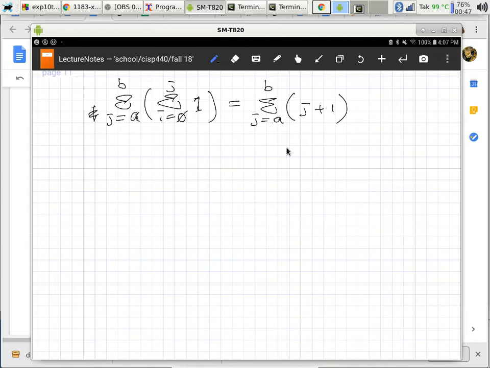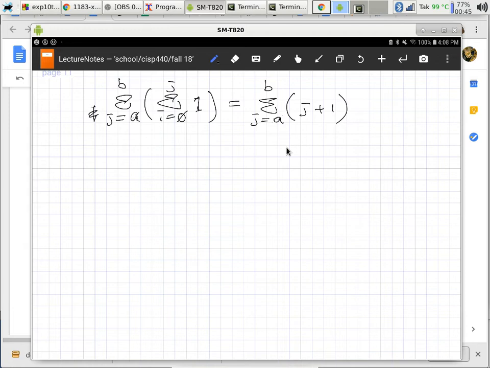Now, if you have any questions about this, the best way to look at it is to give j a concrete value, 2. So you have a sigma i equals 0 to 2, of 1. What does that mean? You have 1 plus 1 plus 1. The first one is when i equals 0. The second one is when i equals 1. And the last one is when i equals 2. You add all three, it becomes 3, right?